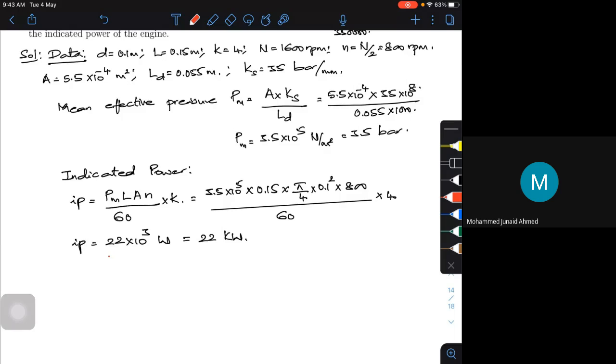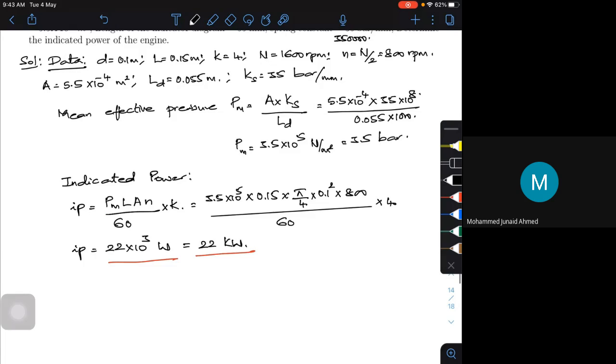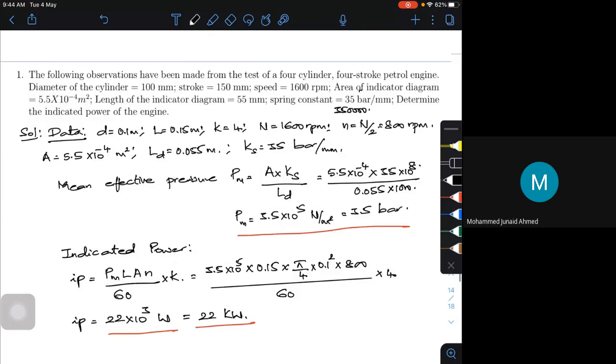So this particular problem is very simple. The only thing is using that mean effective pressure, so PM LAN by 60 into number of cylinders. If it's a single cylinder engine, it's much easier for you, just multiply by 1. If it's a multiple cylinder engine, you have to multiply by the number of cylinders. So the mean effective pressure is 3.5 bar and your indicated power is 22 kilowatts. This is a 4-stroke engine.